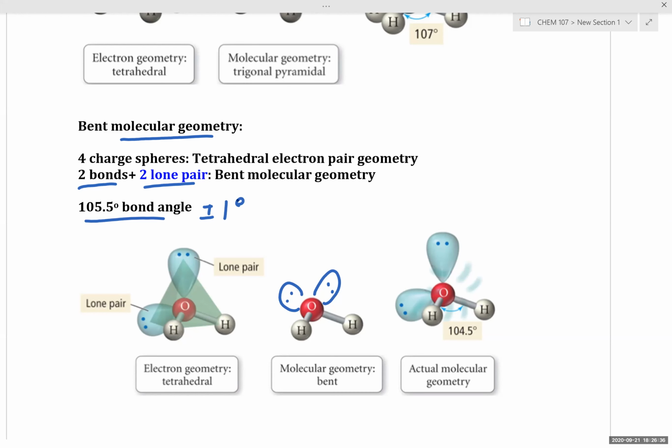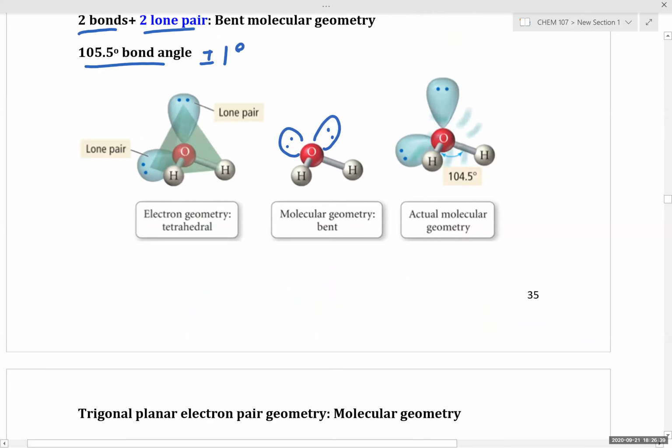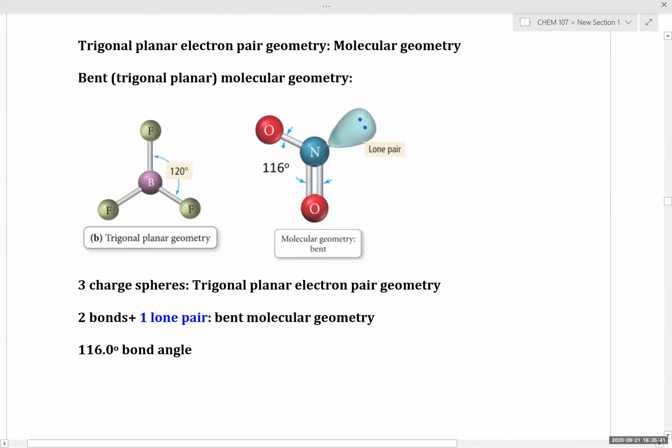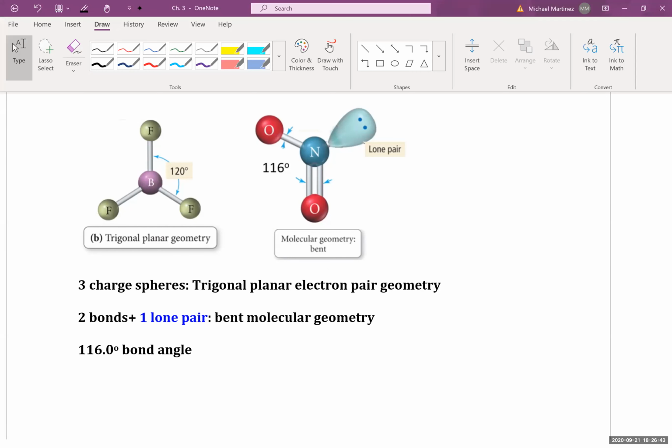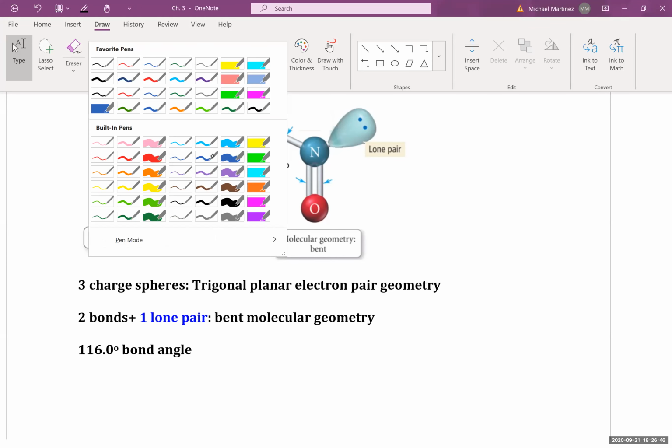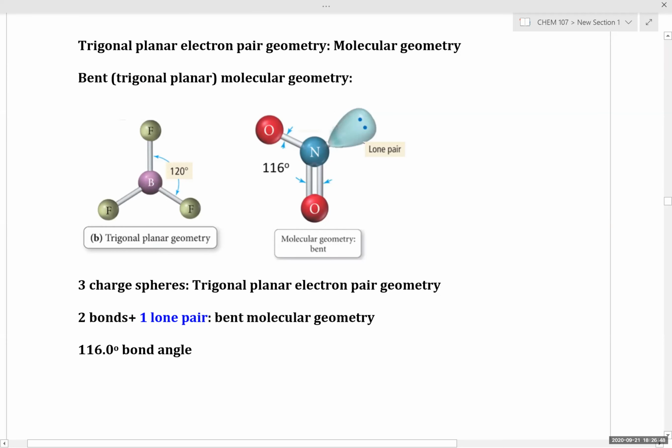Okay, so that's it for tetrahedral variants. Let's look at one more variation. This is the variation of the trigonal planar geometry, and it's known, based on the creative name, as the bent trigonal planar molecular geometry. This occurs when we have two bonds and one lone pair. Well, when I say two bonds, I mean two bonded atoms. And we have a bond angle of 116 degrees.